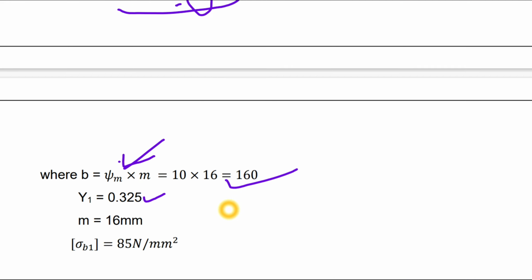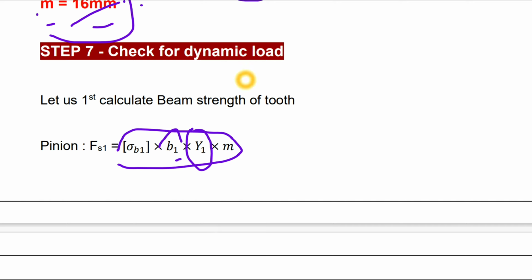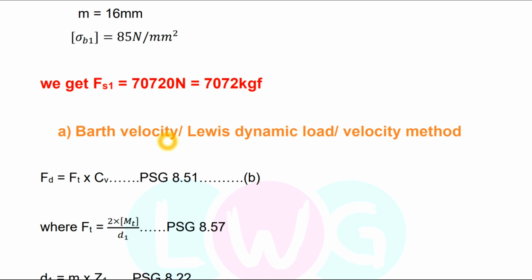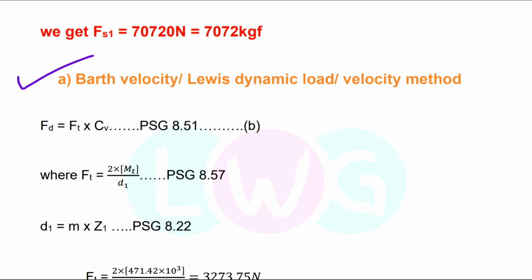Okay, now here we will check for dynamic load, and dynamic load is checked by two methods. One is the Buckingham equation and the other is by velocity factor, also called Lewis dynamic load or velocity method. Okay, from these two methods we can check the dynamic load. So we will go first through the velocity factor method. It is also known as Lewis dynamic load, and also known as the velocity method. It has 3 different names.